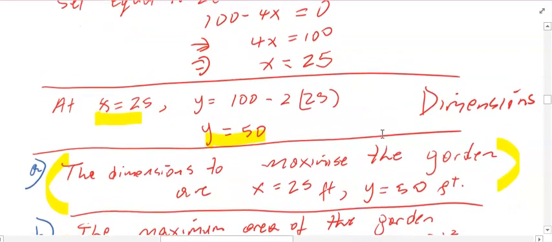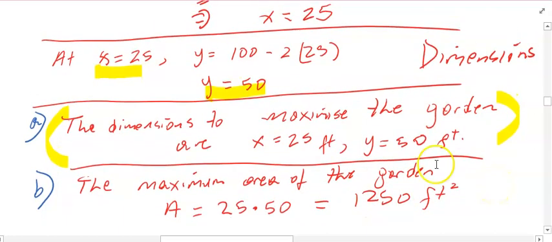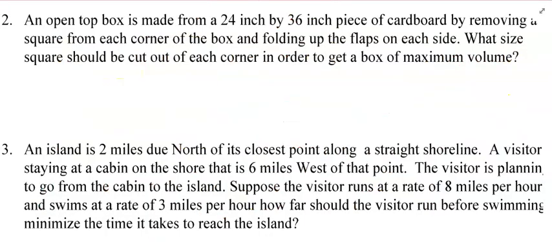Now we want to find the maximum area, so use the dimensions at the maximum, multiply them together. So A will be equal to 25 times 50, that's 1,250 feet squared. Let us look at another problem.